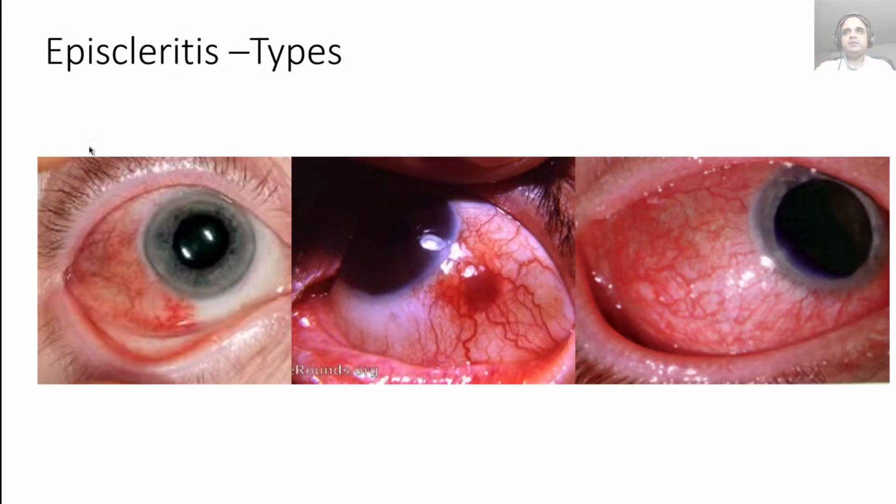Redness could be of three types. It could be sectoral, it could be nodular, and it can be diffuse. Now, sectoral and nodular types cannot be confused or mixed up with a conjunctivitis. The diffuse one can, because the other things, watery discharge together with discomfort and irritation, are something you would see in a viral conjunctivitis. And you would like to differentiate between the two.